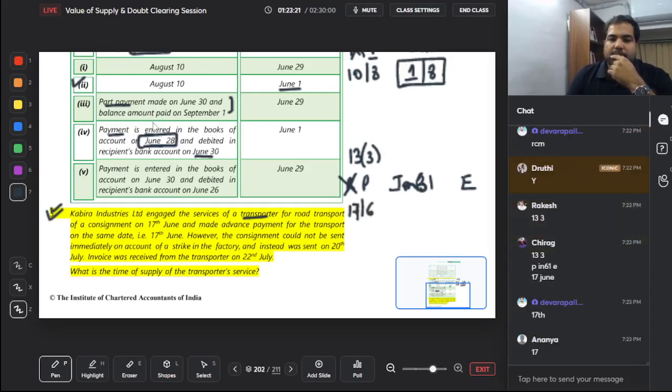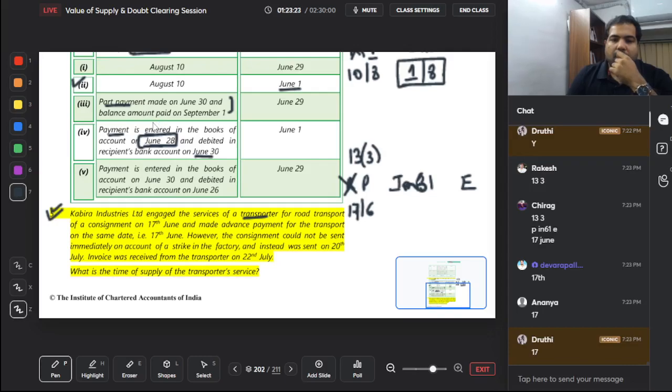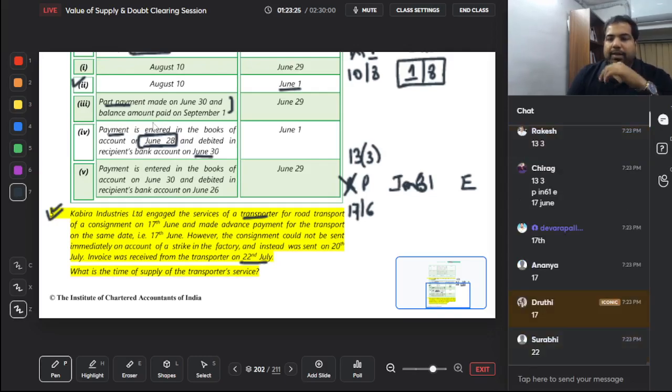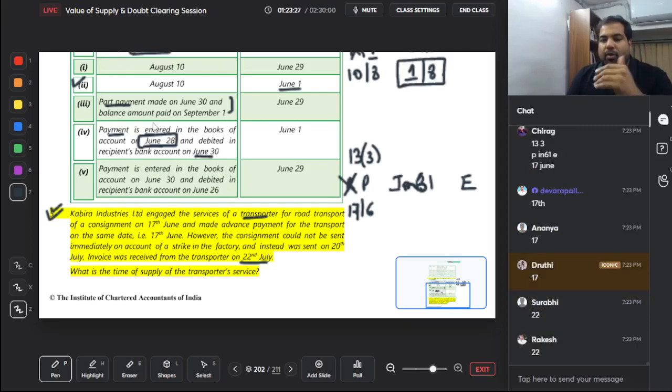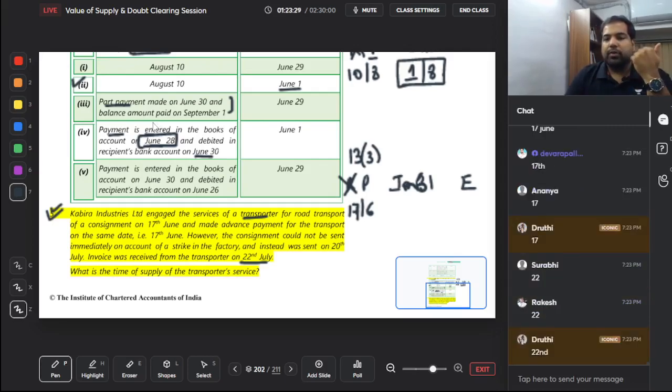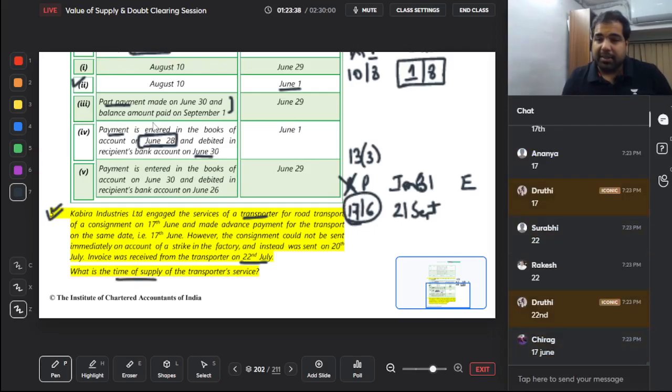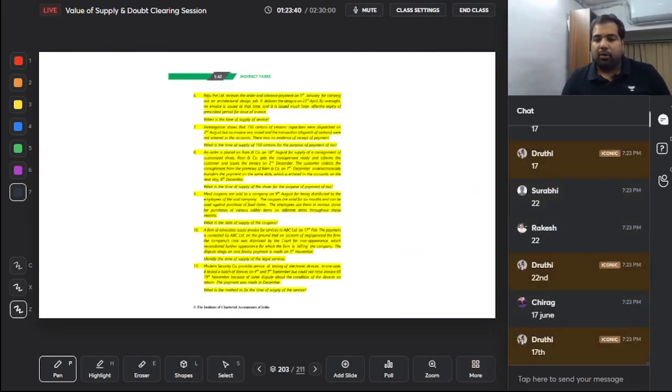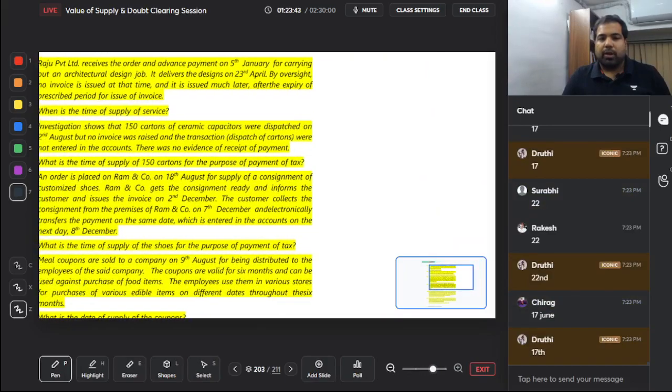And what is the invoice date? 22nd July, 61 days, 22nd July to 22nd August, 22nd August to 21st September. Which is earlier guys? 17th June. That's how easy the sums become guys. Time of supply. Very, very simple. Look at the next one.